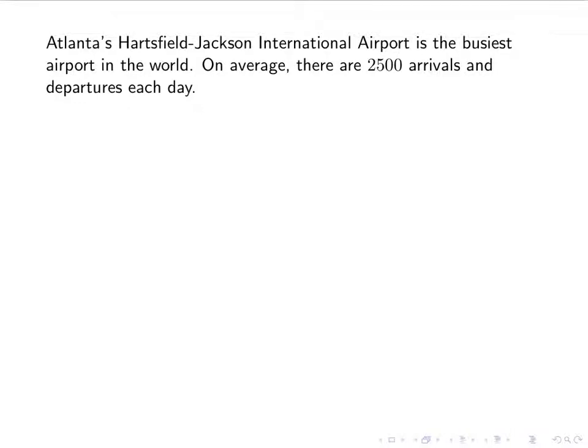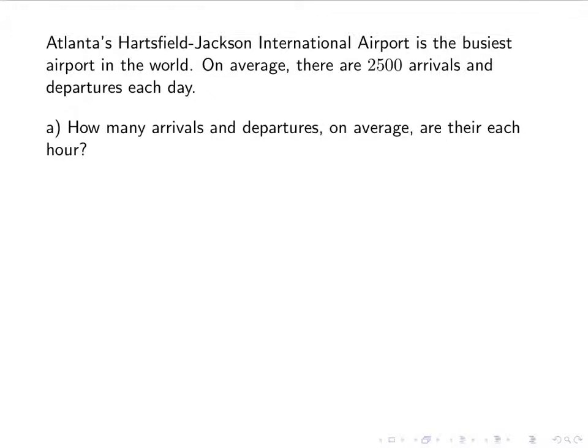So let's try another one. Atlanta's Hartsfield-Jackson International Airport is the busiest airport in the world. Tends to be a Jeopardy question. On average, there are 2,500 arrivals and departures each day. How many arrivals and departures, on average, are there each hour?